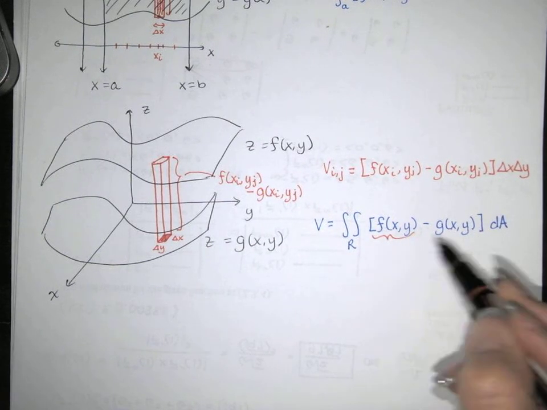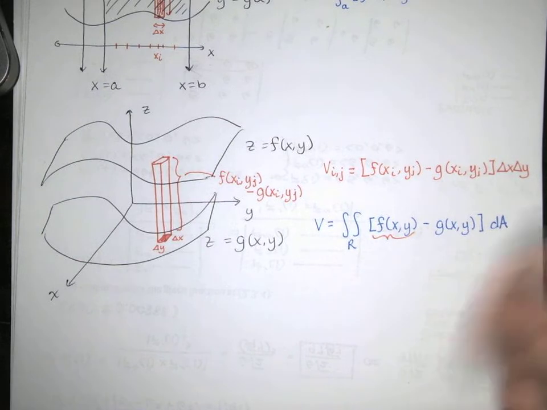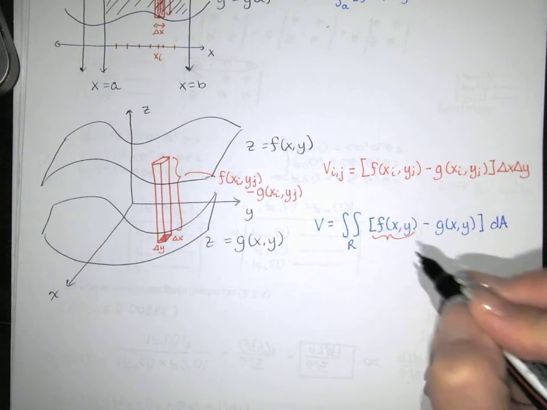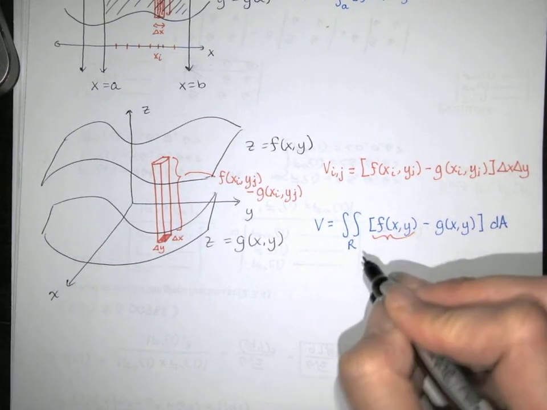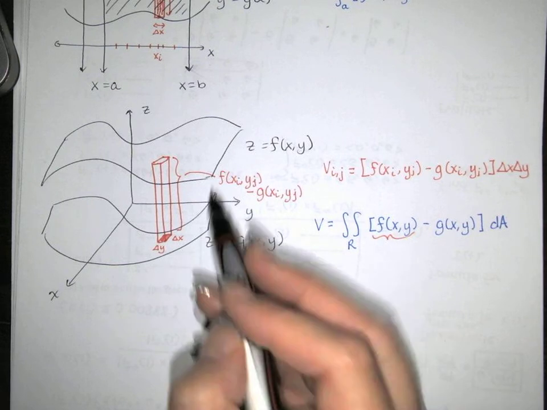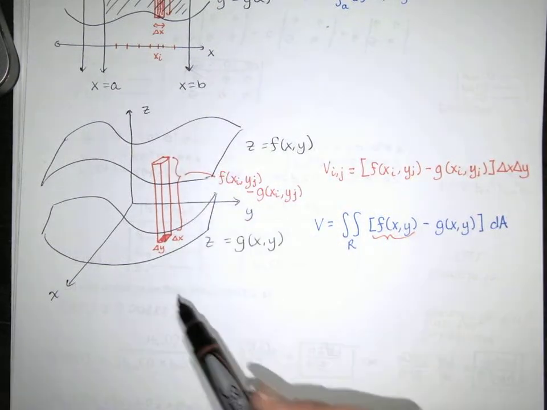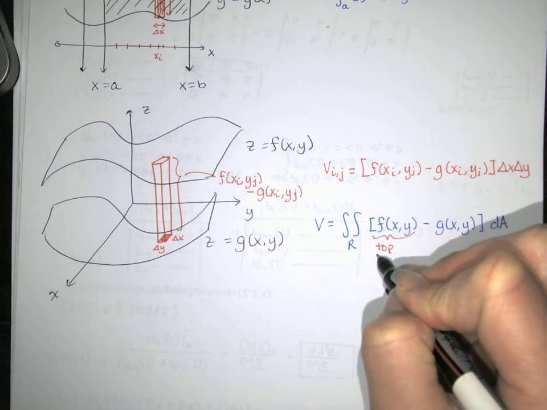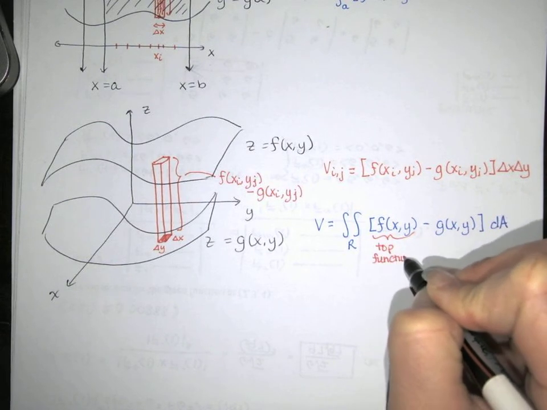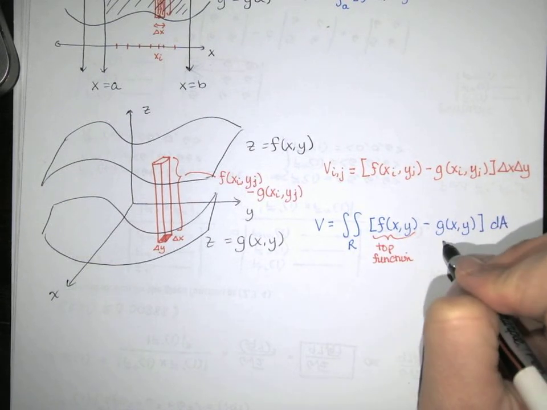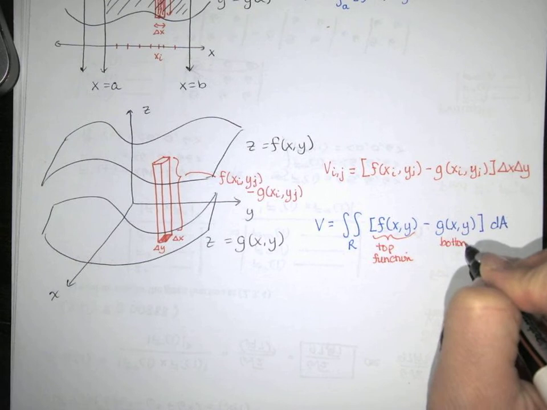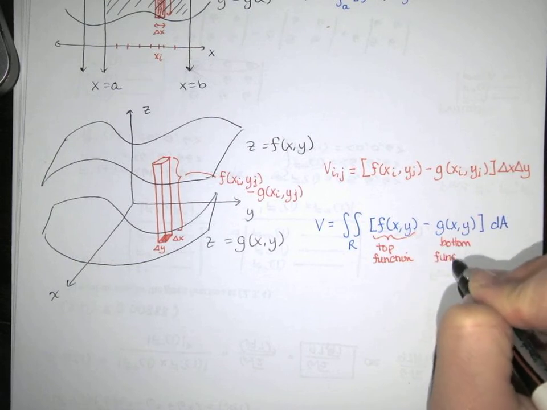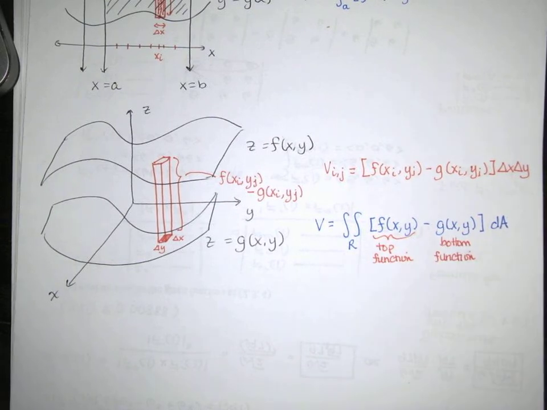These labels, f(x,y) and g(x,y), really don't matter. What matters is that you realize that f(x,y) in this formula represents the top function and g(x,y) is the bottom function. The top function is associated with larger z values, and the bottom function is associated with smaller z values.